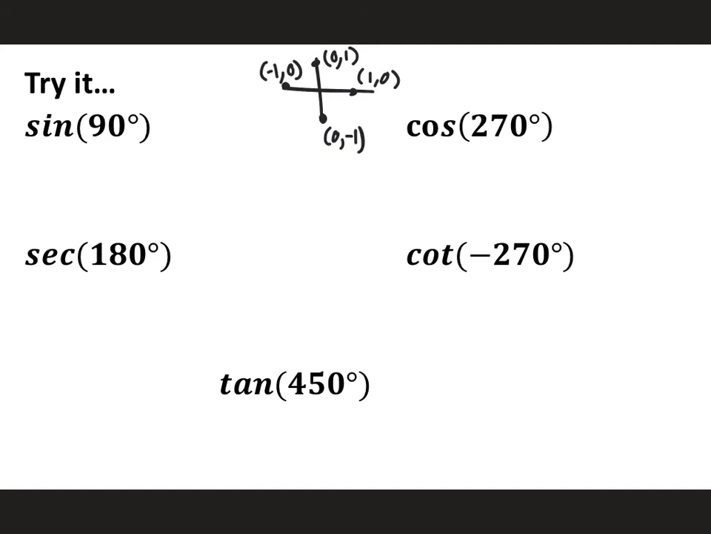All right, so we're going to ask ourselves the sine of 90 degrees. Remember, the sine of 90 degrees is the y value over the r value. So we're going to go up to 90 degrees right here. We're going to see what our y value is. Our y value is 1.